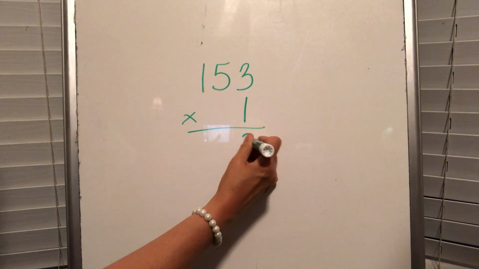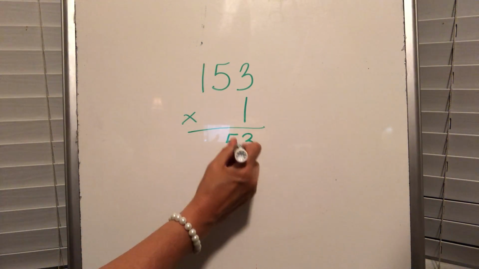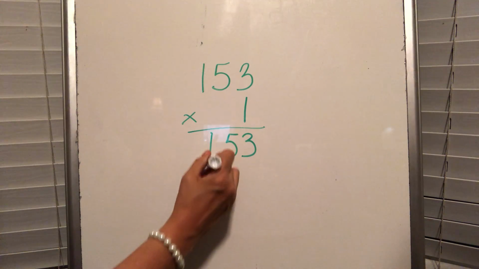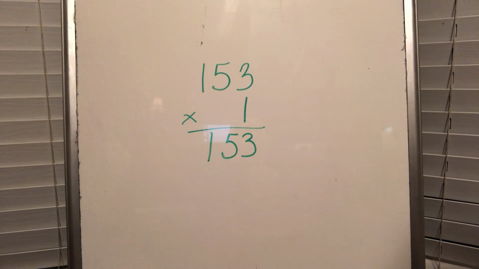1 times 3 would be 3. 1 times 5 would be 5. 1 times 1 would be 1. So you can make up your own problems and practice.